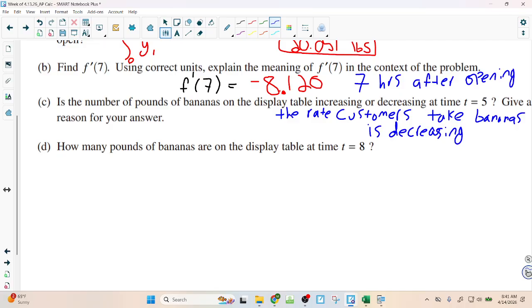Okay. By, I guess it would be great to say by 8, or you could say negative. They're not going to really care. This many pounds per hour each hour.